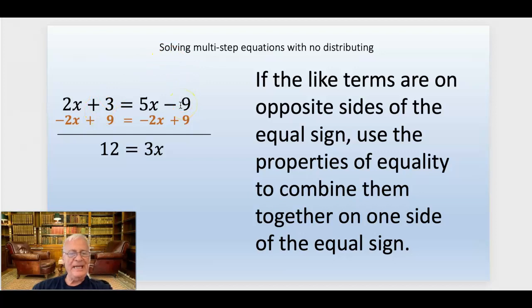Again, you use the inverse operation. This says minus 9 or negative 9. We want to get rid of it, so just add 9 to both sides. If we had done it the other way, and ended up with negative 3x on this side and negative 12 on this side, it would still work.